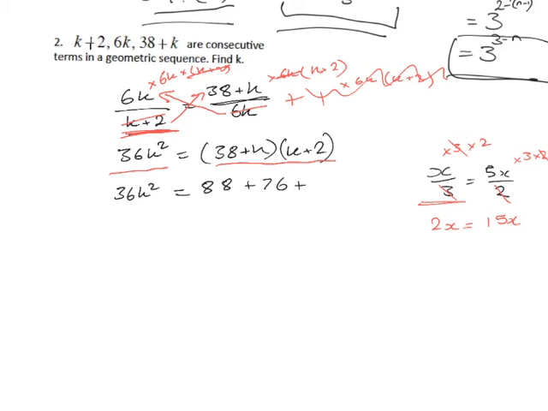I don't know, what did you say the first time? 30, okay. 38k. And then plus k squared, yes, plus 2k. Beautiful.